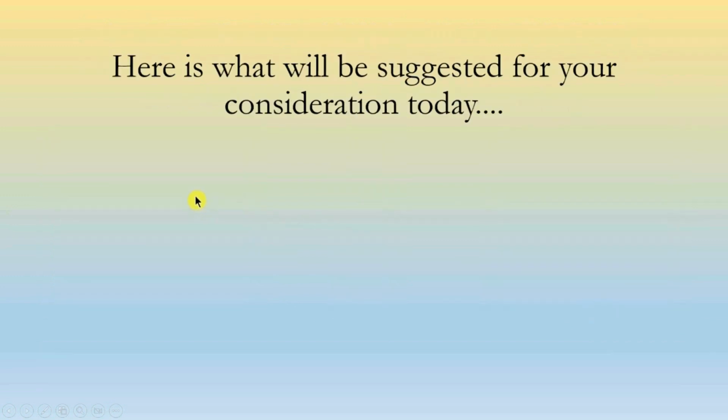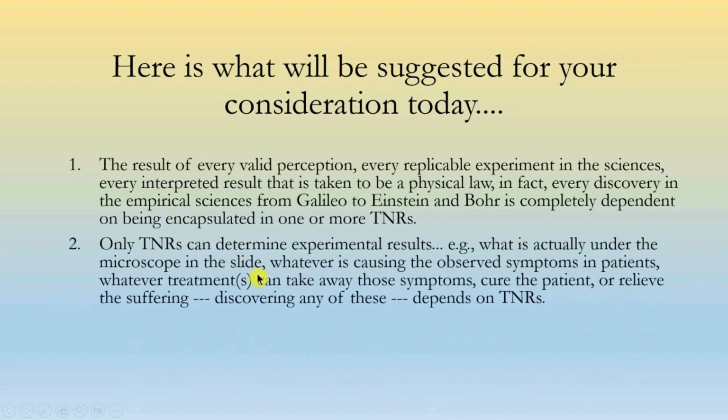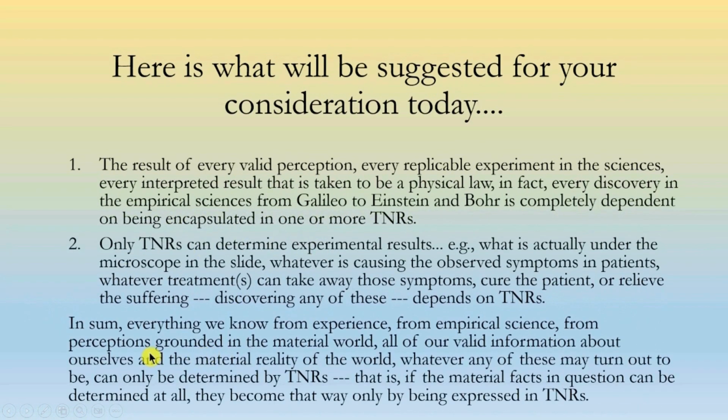Here's what I'm suggesting for your consideration. The result of every valid perception, every replicable experiment in the sciences, every interpreted result is taken to be a physical law. In fact, every discovery in the sciences, from Galileo to Einstein and Bohr, is completely dependent upon one or more TNRs. Only TNRs can determine experimental results. What's under the microscope? In sum, everything we know from experience, from empirical science, from perceptions grounded in the material world, all of our valid information about ourselves and the material reality of the world, whatever these may turn out to be, can only be determined by TNRs.